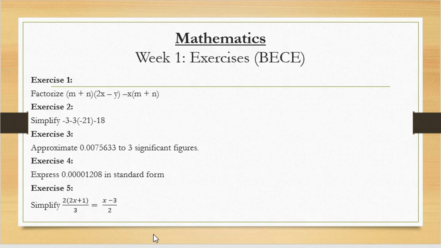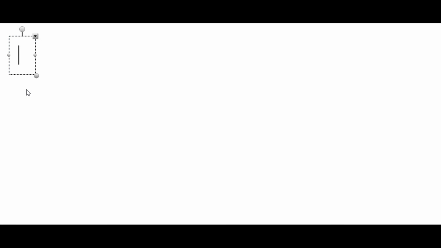So let's start from exercise 1. Factorize (m plus n)(2x minus y) minus x(m plus n). Let's solve example 1.